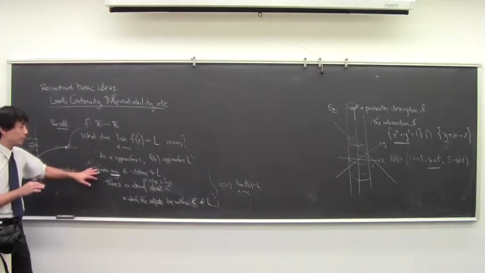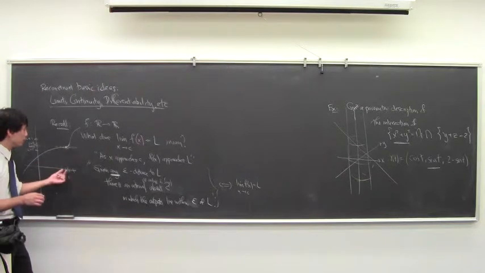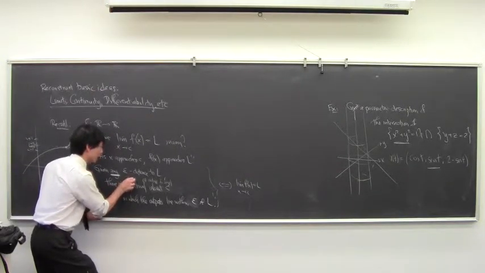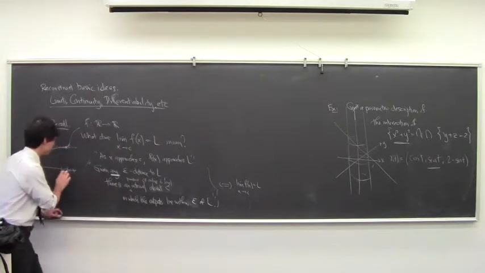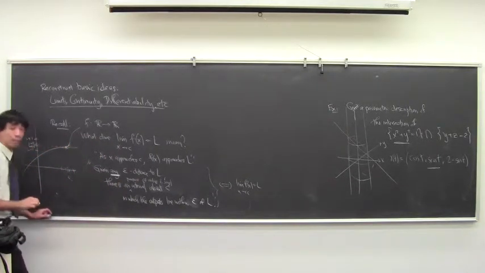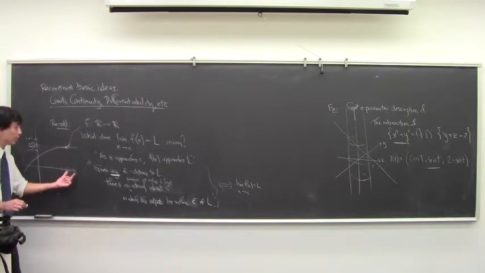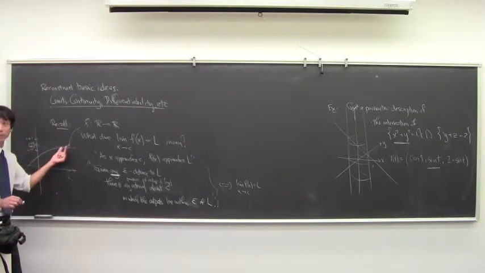Okay, given any epsilon distance to L, there's an interval about C, and really we say a punctured interval because we don't care what happens at C itself. So we don't really care what happens in the middle. There's a punctured interval about C in which all the outputs satisfy the tolerance.